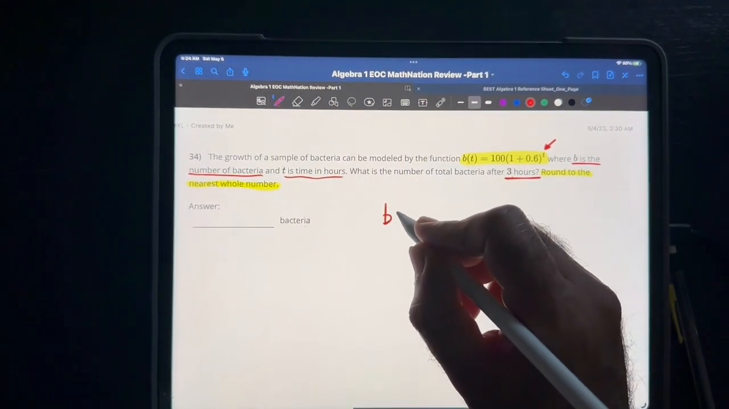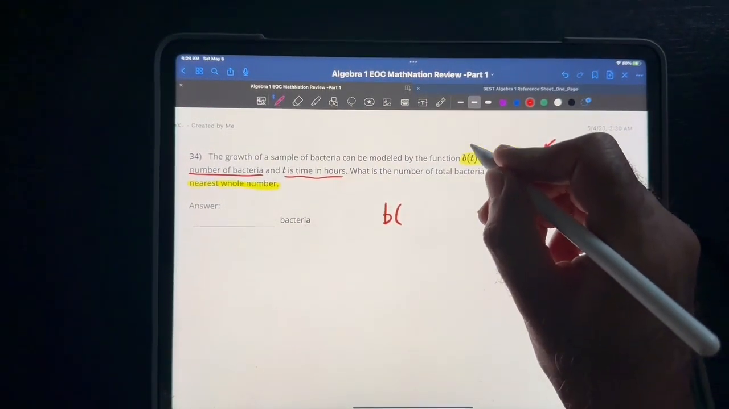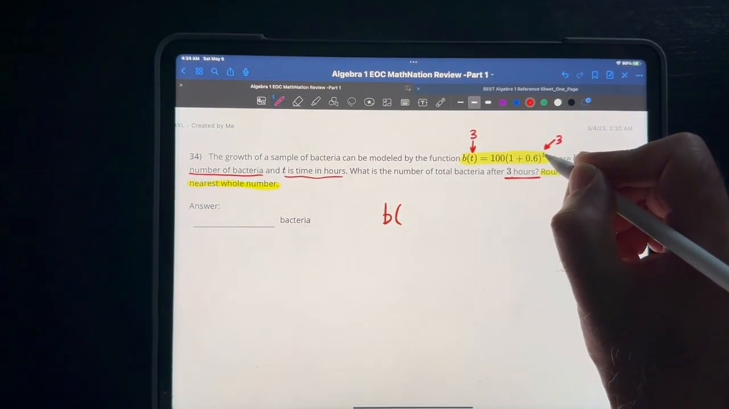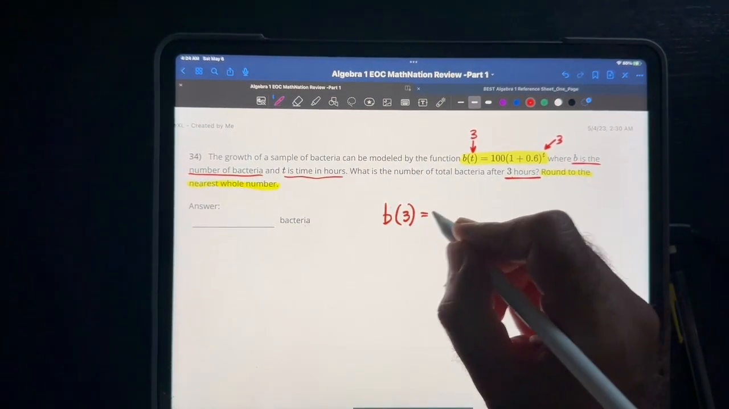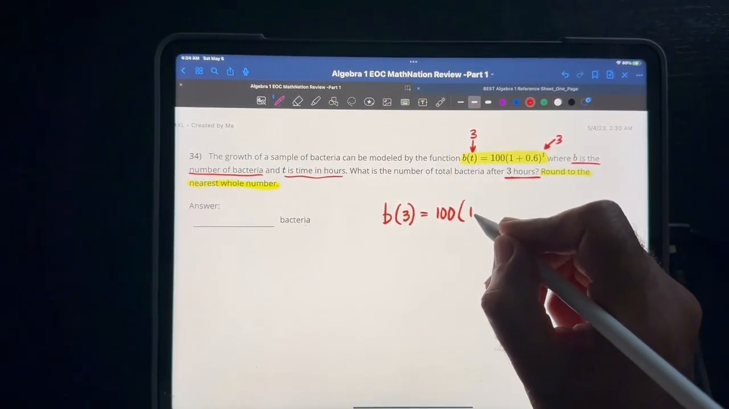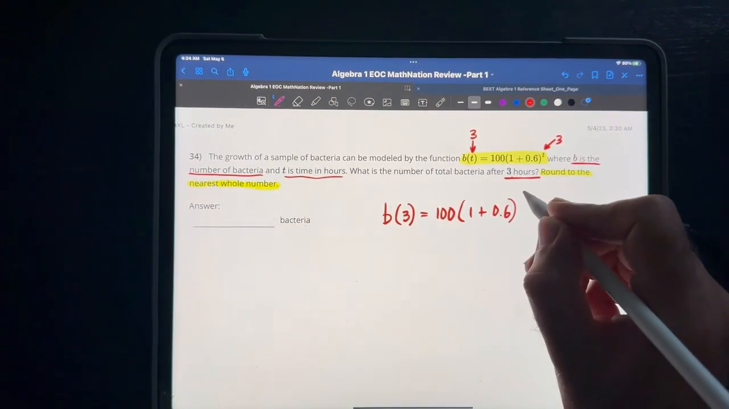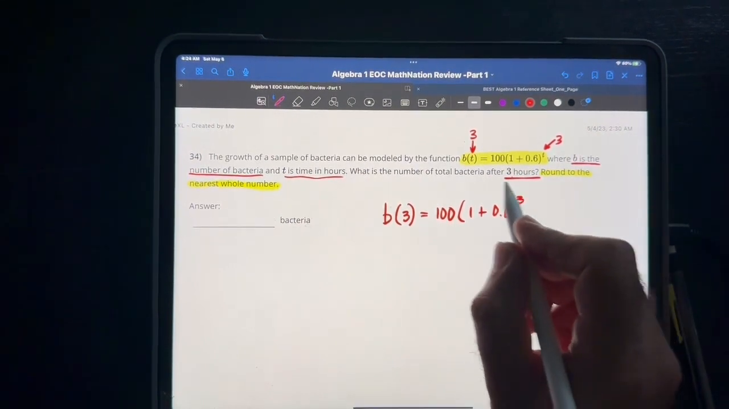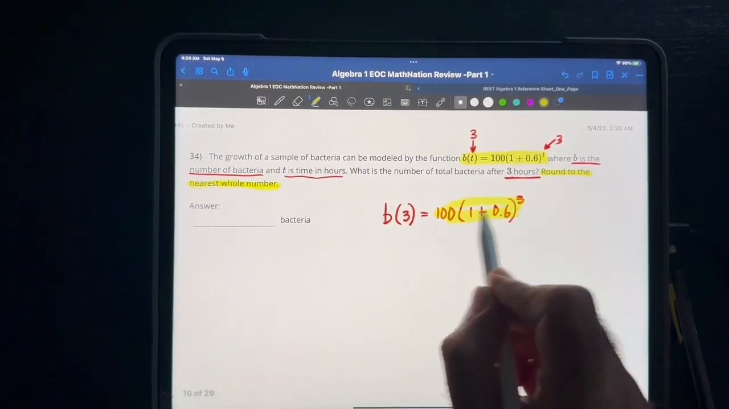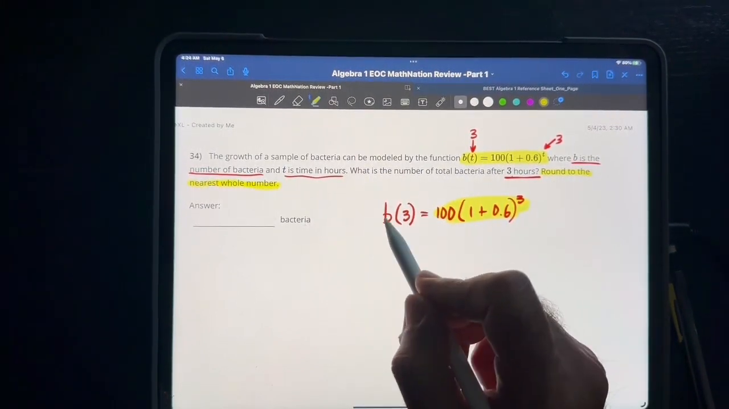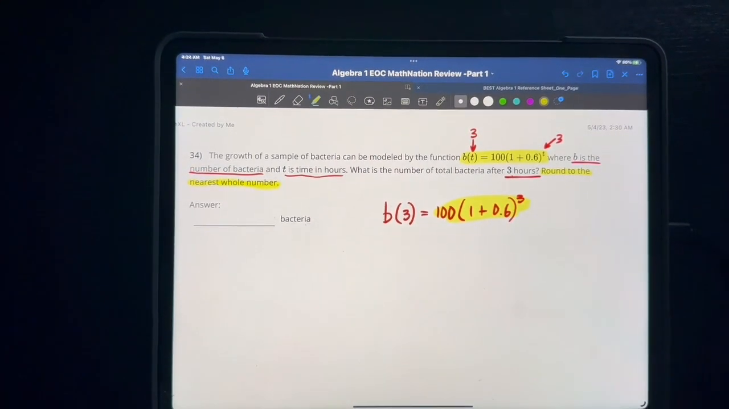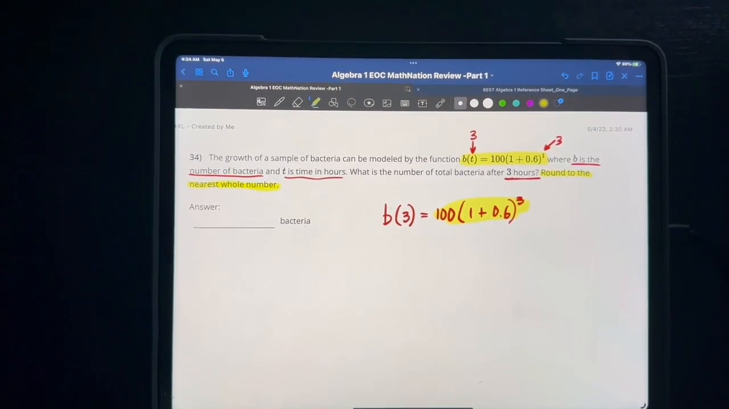So we're basically finding B of 3, because of time. We're going to put a 3 here in this spot, and we're going to put a 3 here in the t spot. So we're going to find B of 3 equals 100 parentheses 1 plus 0.6, and then your t means time. How many times after 3 hours? You put 3 right here. Now your answer is just this here that you're going to work out. This is what you put in your calculator, not this. Okay, so let me write that down real quickly because I'm going to switch over to my calculator, and my young brain is not going to remember all that stuff.